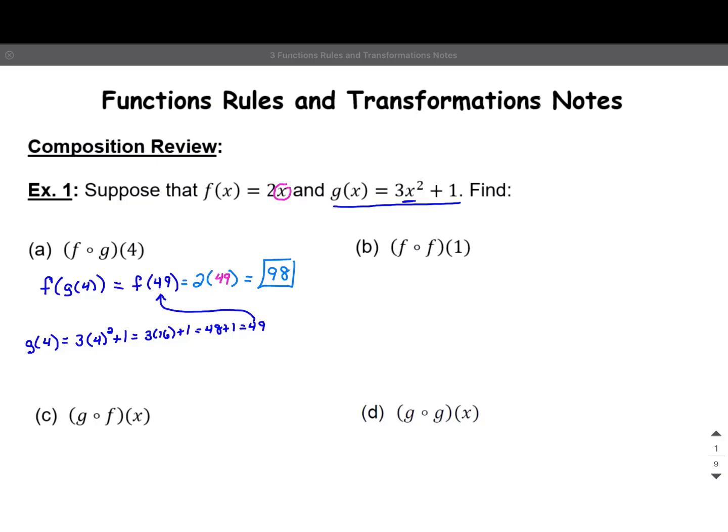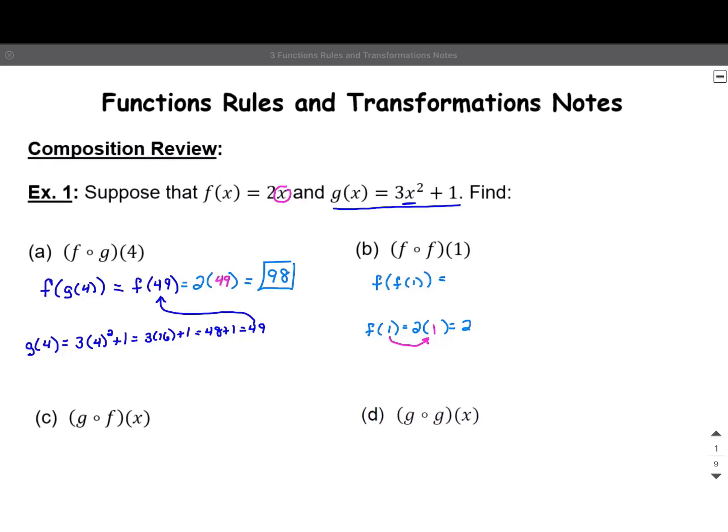All right, now let's look at f composition f of 1. So we're going to find f of 1. The first thing we're going to do is put 1 into f. So the rule for f is 2 times something, and we are putting the 1 in for the x. Well, 2 times 1 is 2.